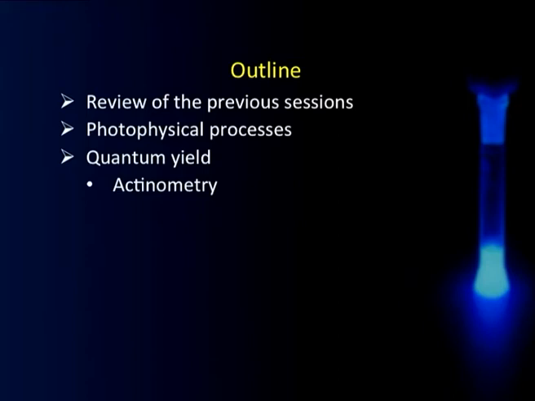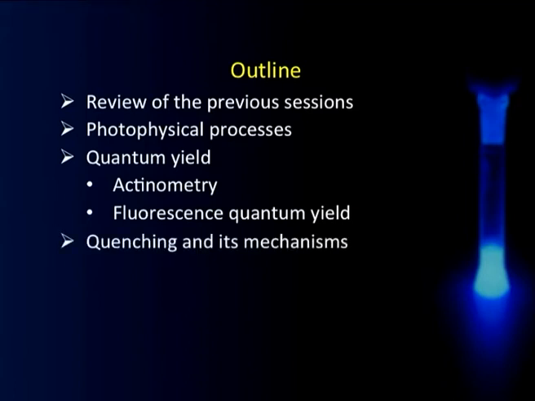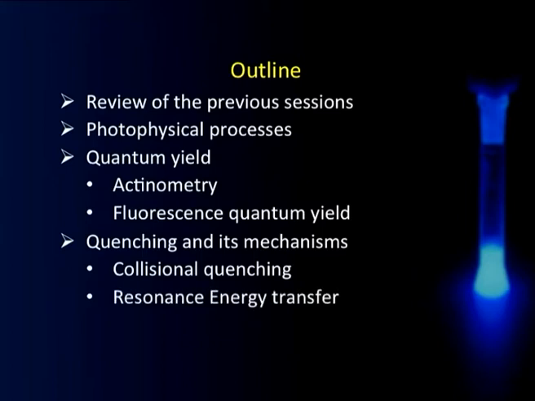We will talk about how we use a chemical actinometer to measure the quantum yield of a photochemical reaction. Thereafter we will bring in what is meant by fluorescence quantum yield. Thereafter we will bring in the concept of quenching and see what we understand by quenching, and what are the mechanisms by which the quenching takes place. In this process we will primarily talk about two kinds of quenching mechanisms. One is collisional quenching, the second is resonance energy transfer. There are two mechanisms by which quenching primarily takes place.